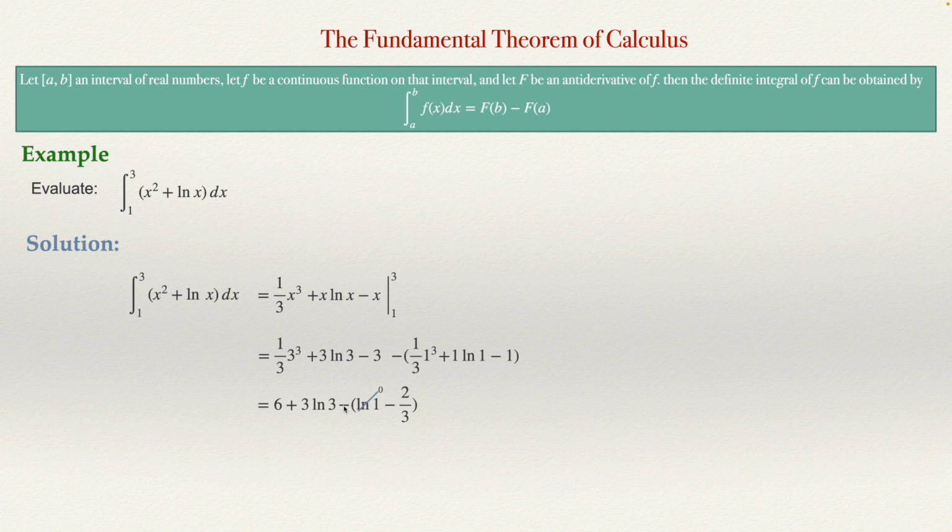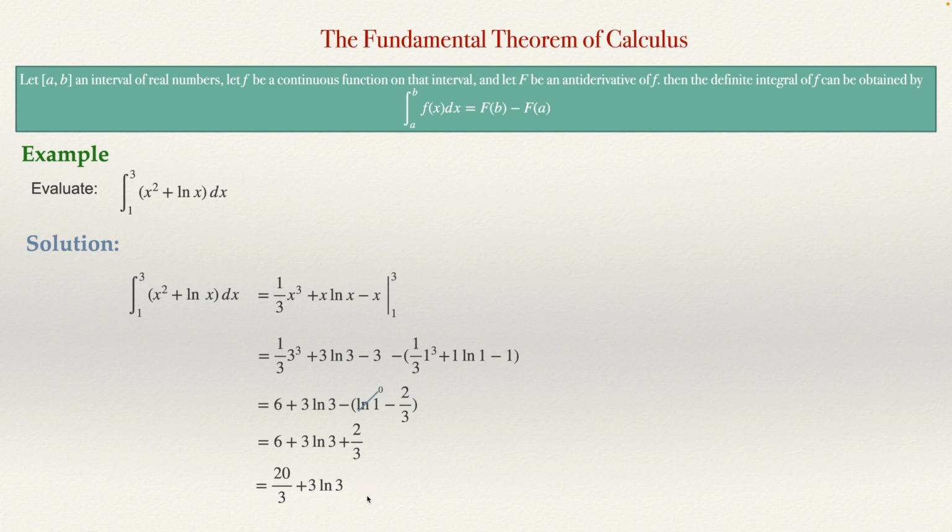With this minus it will actually be plus 2 over 3. So it will be 6 plus 3 natural logarithm of 3 plus 2 over 3. And this 6 plus 2 over 3, this is 18 over 3 plus 2 over 3, which is 20 over 3 plus 3 natural logarithm of 3.